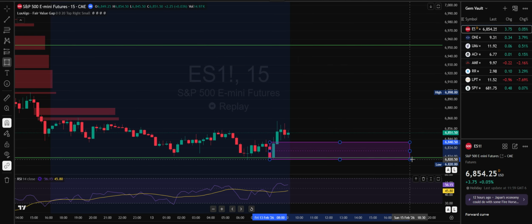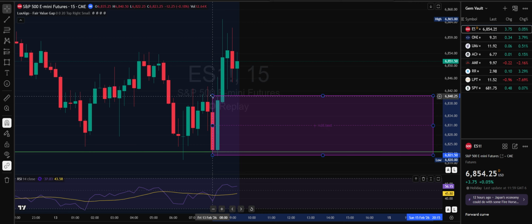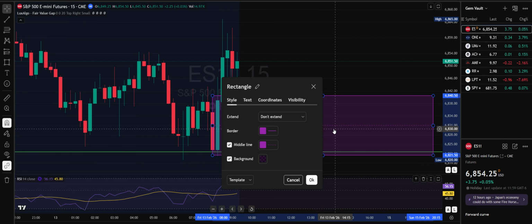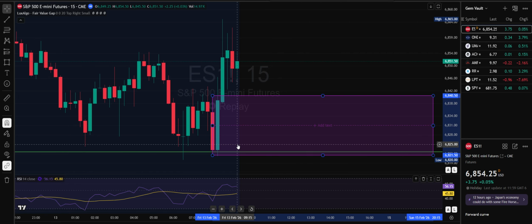So that little skinny line above the rectangle, that's the wick. This is the body of the candle. This is the wick of the candle. I'm going to mark out that zone. I'm also going to double click the rectangle and make sure I have the middle line marked out, because it's very helpful for key levels, and you're going to see that with this trade.